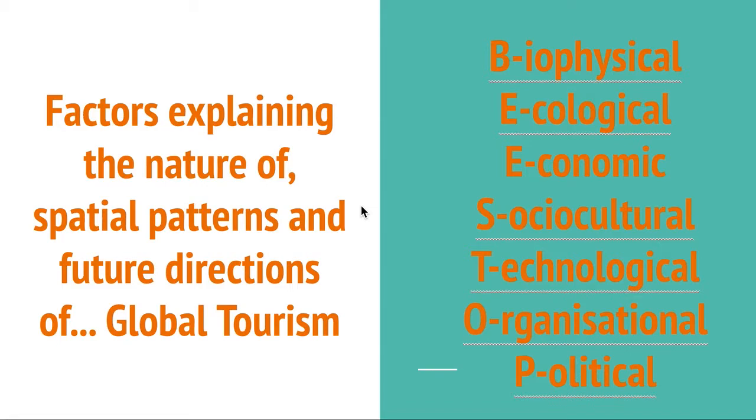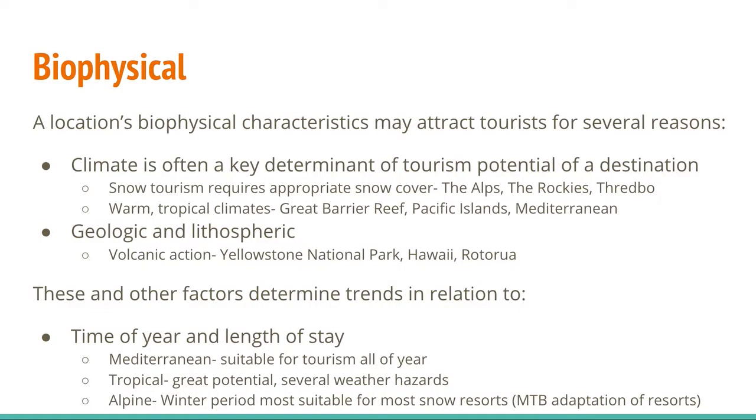So if we have a look here on the right, we have biophysical factors, ecological factors, economic factors, sociocultural, technological, organizational, and political. You can swap that round, and the acronym BSPOT, B-E-E-S-P-O-T, is one way to remember those different factors. So the first factor is biophysical.